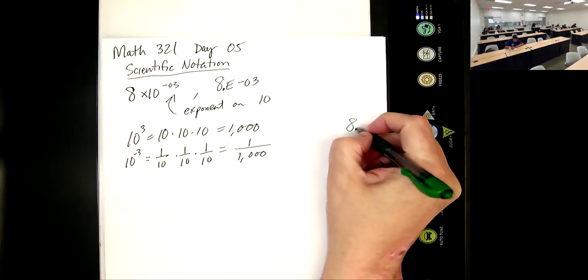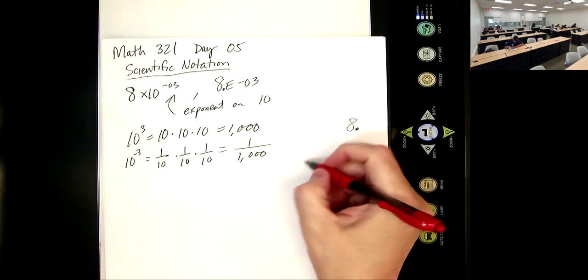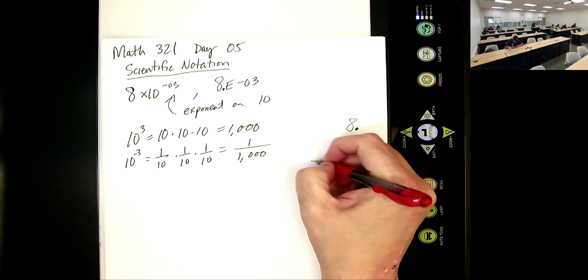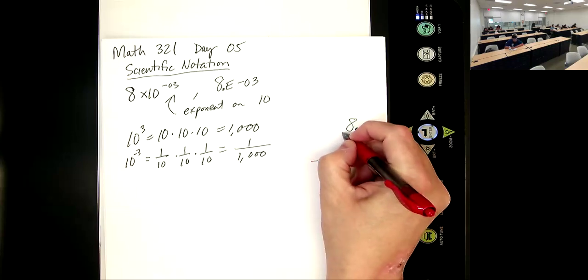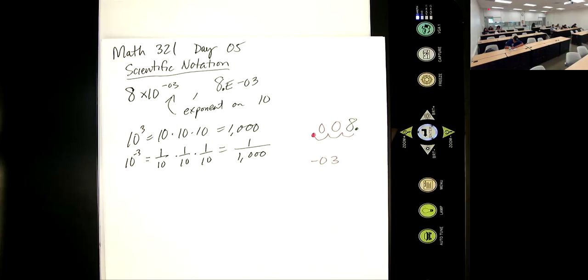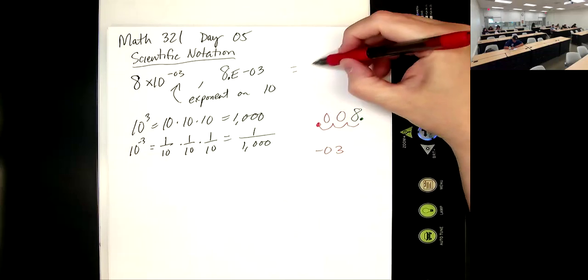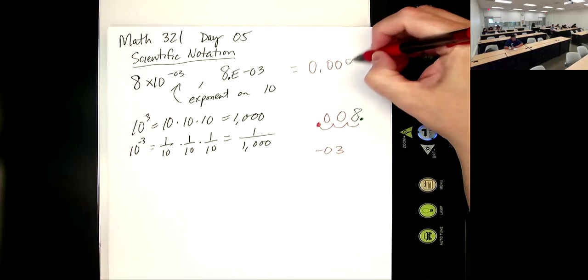What this is doing is it effectively takes our 8. It's got an 8 point like that. The negative 03 means go left 3 with the decimal point. And if you need to fill in zeros, do so. Both of these are equal to 0.008.